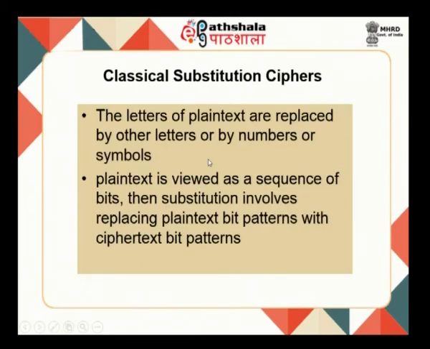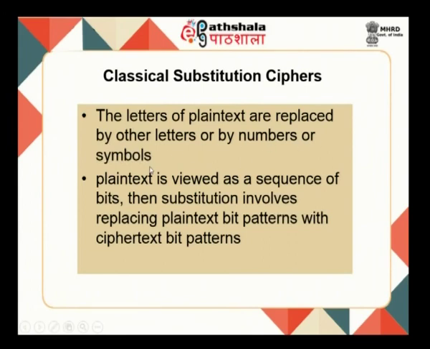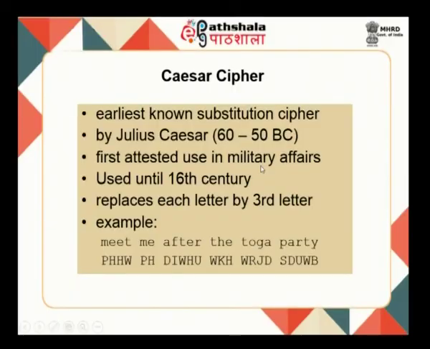Now, we are going to start with classical cryptography. The first thing we are going to discuss is the substitution cipher. What is classical cryptography? It is going to use a substitution cipher. Substitution cipher means substituting one character by another character; as given here, the letters of plain text are replaced by another letter, or by a number or a symbol. If the plain text is viewed as a sequence of bits, then substitution involves replacing the plain text bit pattern with the ciphertext bit pattern. So, they are only substituting, not doing any kind of mathematical operation; they just take one character and replace it. As we discussed in the case of cryptographic algorithms, we have substitution, transposition and product. So, first in classical cryptography we are going to discuss the substitution cipher.